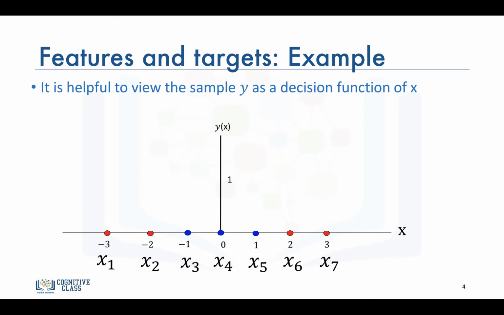So for neural networks, it's helpful to think of it as a decision function. So we'll just elevate the points, and anything from the region -1 to 1, the function should output a 1, and everywhere else it should output a 0.